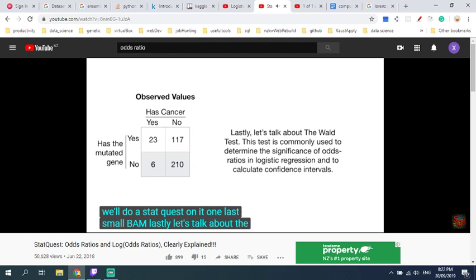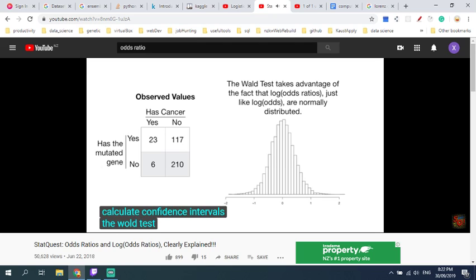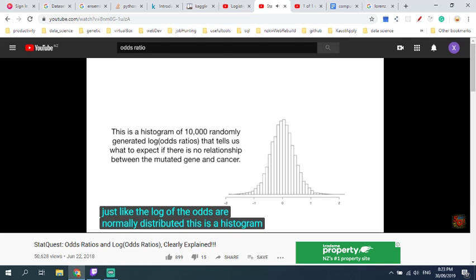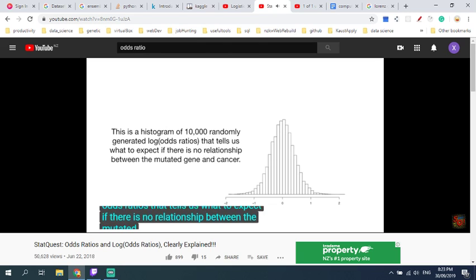Lastly, let's talk about the Wald Test. This test is commonly used to determine the significance of odds ratios in logistic regression and to calculate confidence intervals. The Wald Test takes advantage of the fact that the log of the odds ratios, just like the log of the odds, are normally distributed. This is a histogram of 10,000 randomly generated log of the odds ratios that tells us what to expect if there is no relationship between the mutated gene and cancer.